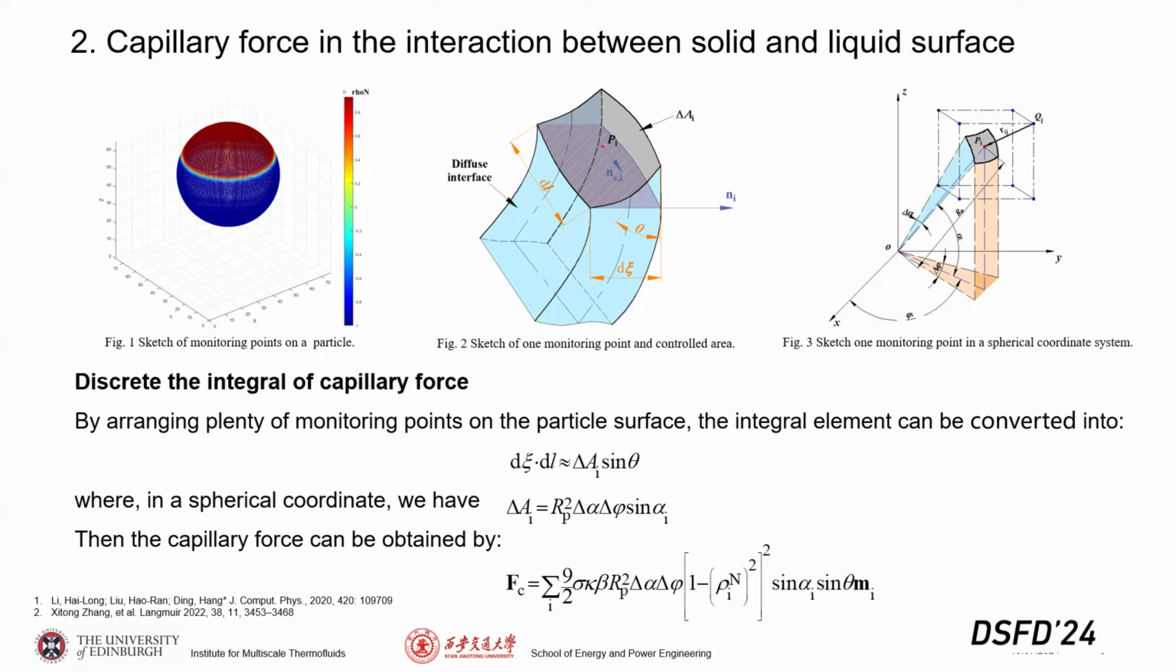For a spherical particle, we can build up a spherical coordinate system, and the controlled area of each monitoring point can be easily obtained. Then the whole capillary force along the whole contact line can be obtained by summing up all the values on each monitoring point.